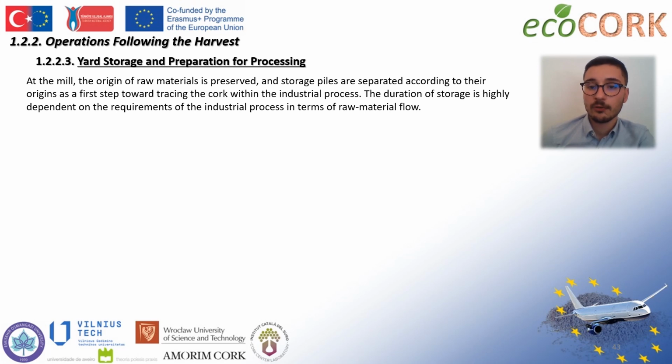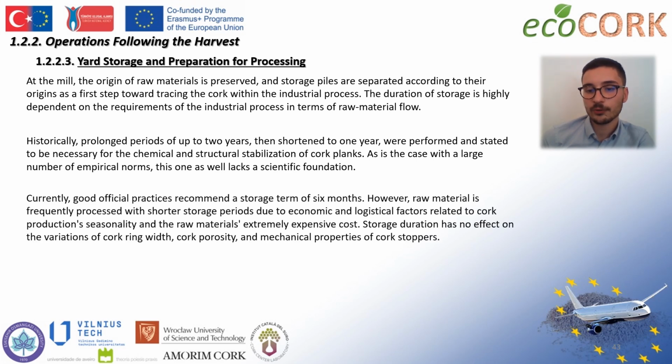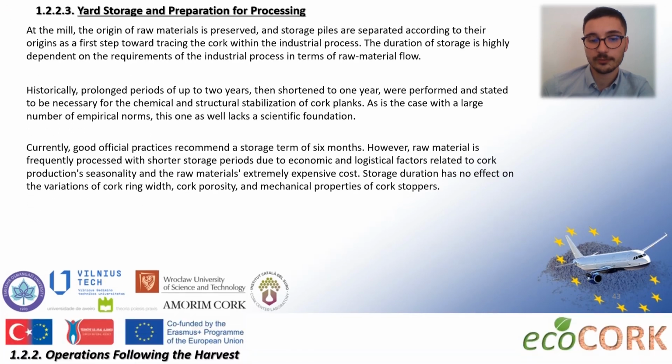At the mill, the place of origin of raw materials is kept track of, and storage piles are separated by places of origin as a first step toward finding out where the cork came from in the industrial process. In the past, cork planks were stored for up to 2 years, then for only 1 year. This was said to be necessary for their chemical and structural stability. Officially, the best storage time now is 6 months, but raw materials are often processed with shorter storage periods because cork production is seasonal and raw materials are very expensive.